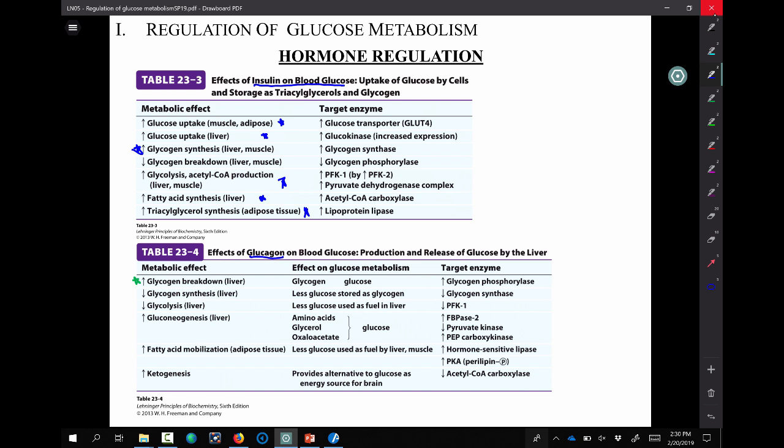Okay. In fact, this is just how it affects metabolism, but in many cases, insulin can actually lead to growth and proliferation of cells. Okay. In some ways, it can be thought of as growth hormone.